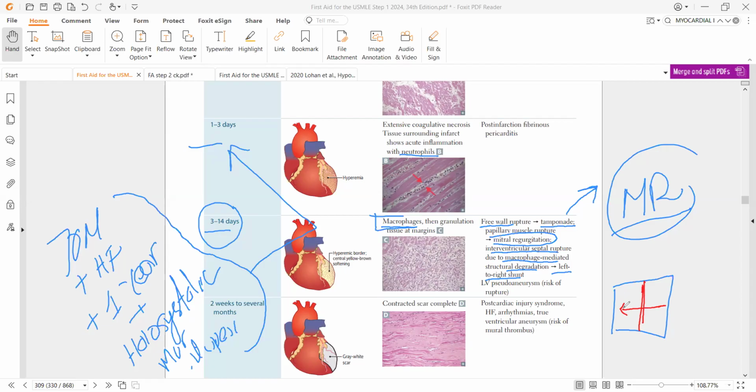So again there is the risk of rupture, pseudoaneurysm, dilatation. Aneurysm means dilatation. It is not a true aneurysm. So free wall rupture leads to the tamponade, papillary muscle rupture leads to the mitral regurgitation, and interventricular septal rupture leads to left to right shunt.